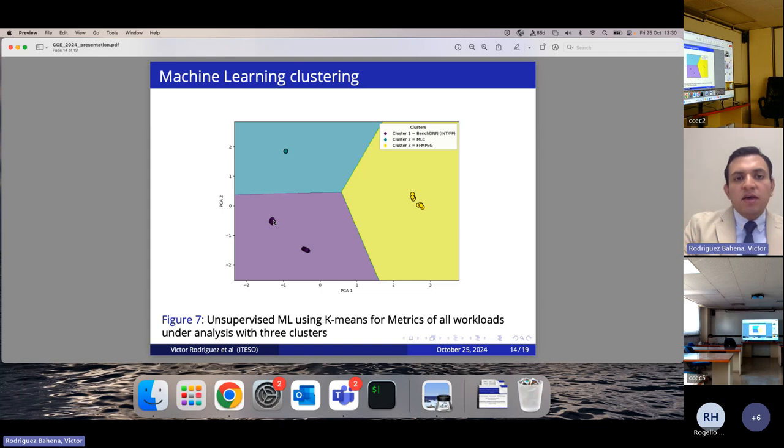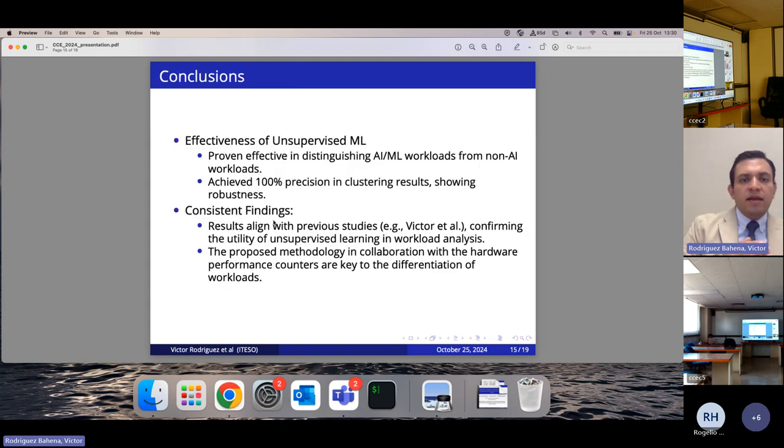So with this, we can conclude the effectiveness of using unsupervised machine learning, apart from the effectiveness of selecting correctly those metrics, which were similar to the metrics presented for integer and floating point in SPEC CPU. It proved very high efficiency, achieving 100% precision in clustering results, showing robustness.